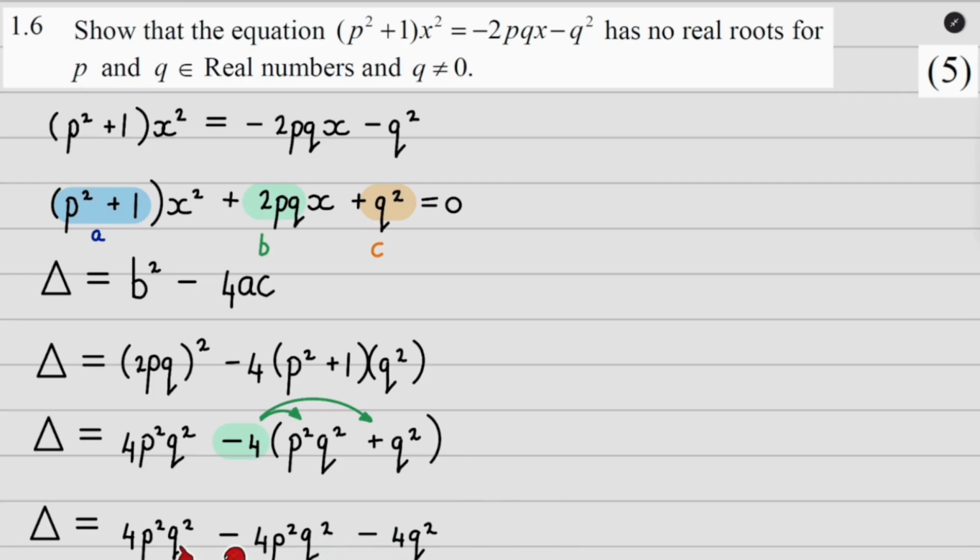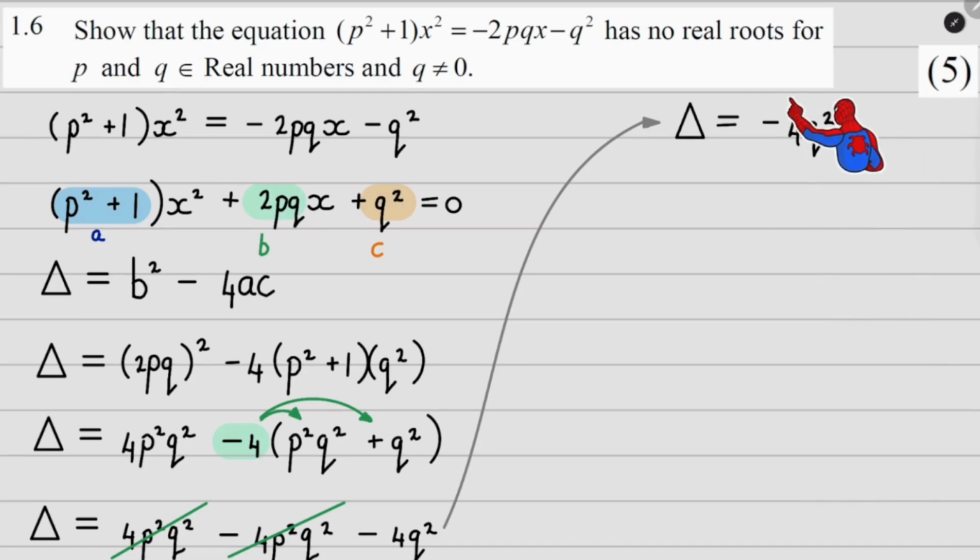Alright, I'm seeing some like terms here, bro. Same variables, same exponents. And 4 minus 4 gives us the classic cancel, my bro. So if we simplify this thing, these two terms, 4p squared q squared minus 4p squared q squared, we're gonna slap them out of here, my bro. Slap. Okay. So we're just left with minus 4q squared as our discriminant. And now we're going to analyze our discriminant and jump to our conclusion.